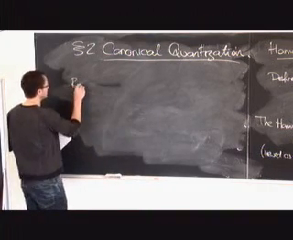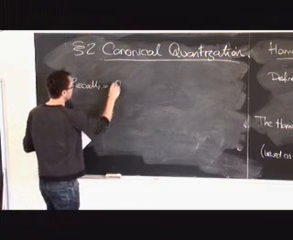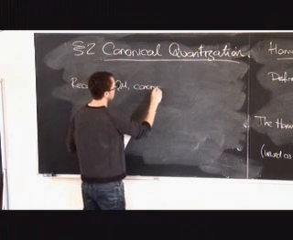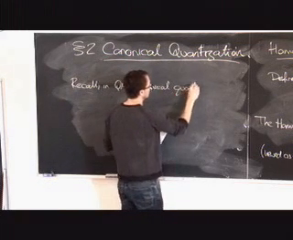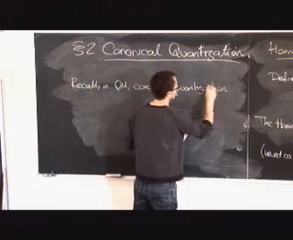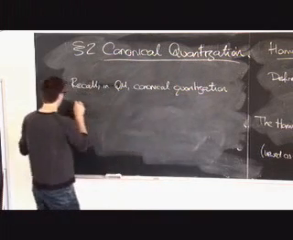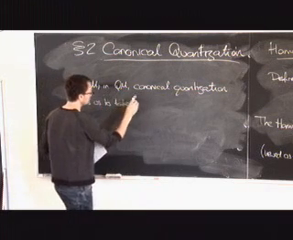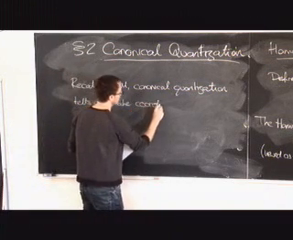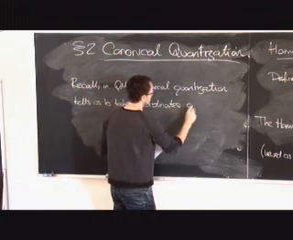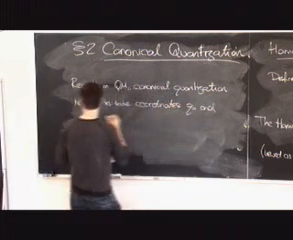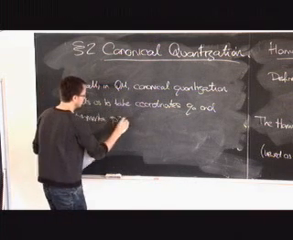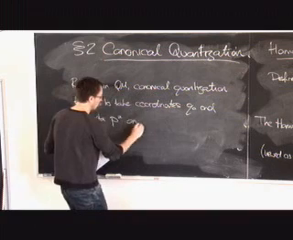So recall, in quantum mechanics, canonical quantization tells us to take coordinates and momenta, so the coordinates I'll call Q and the momenta I'll call P, and promote them to operators.